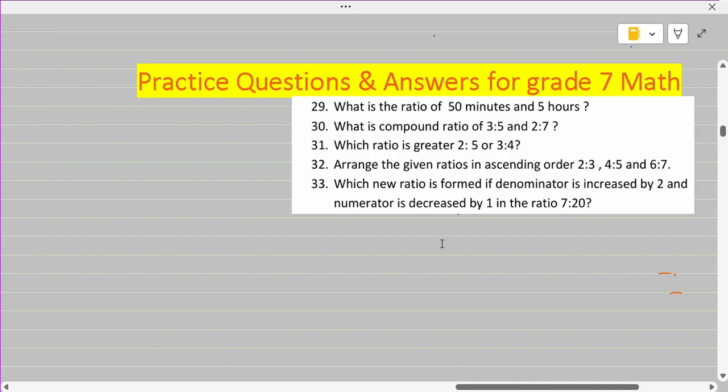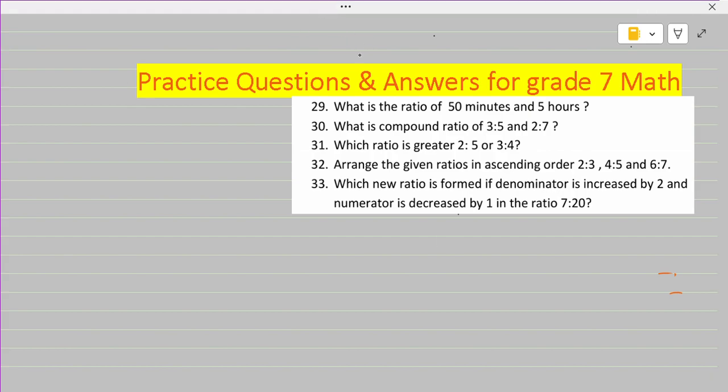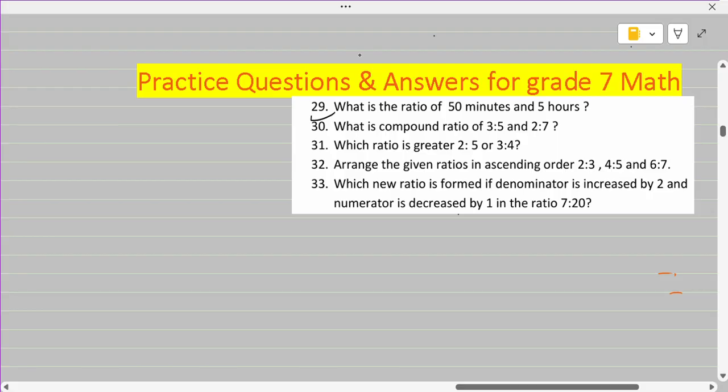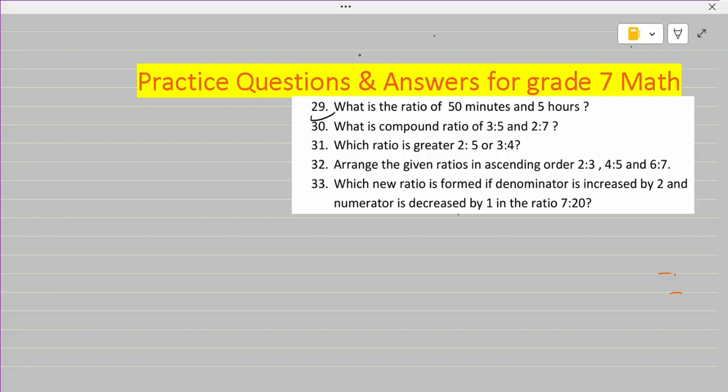Okay, let's see. In number 29, what is said here? What is the ratio of 50 minutes and 5 hours? We're asked to find the ratio of 50 minutes and 5 hours. Both are time, but the units are different. So first we have to convert both into the same unit, either both into minutes or both into hours. Easy will be converting hours into minutes. We already know that 1 hour is 60 minutes, so let's convert 5 hours into minutes first.